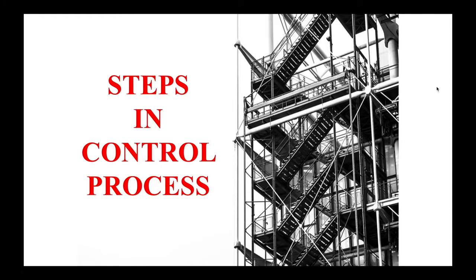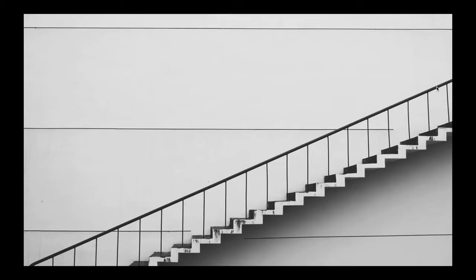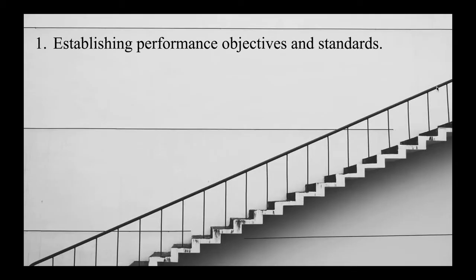So for the steps in the control process, we have these 4 steps. For the first one, we should first establish the performance objectives and standards. Ano ba yung objective natin? No? Ano ba yung goal as a whole? And of course, yung standards natin for us to be able to achieve that objective. Now, the second one is the measuring of the actual performance.